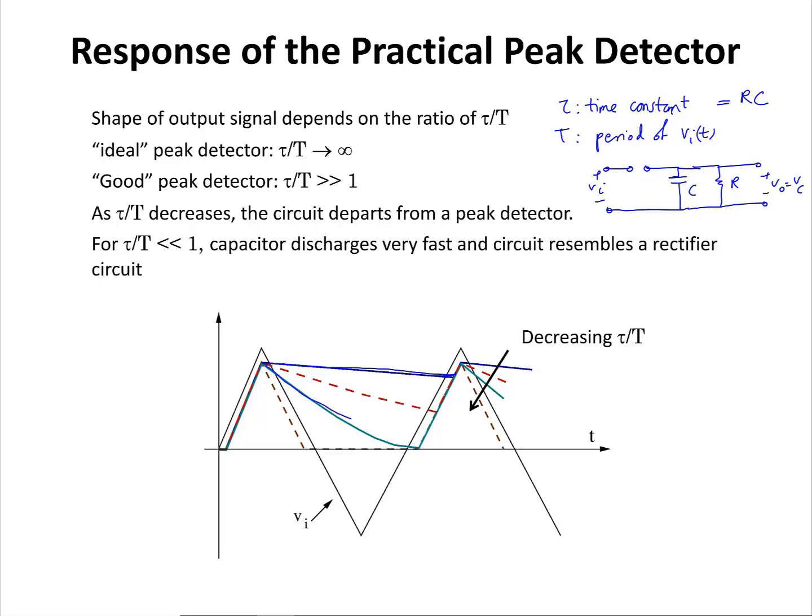But for example, for this one, the capacitor is going to discharge for values of Vi less than its peak value. So it totally discharges and V out is not equal to the peak value of Vi anymore.